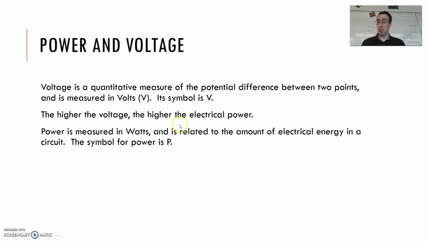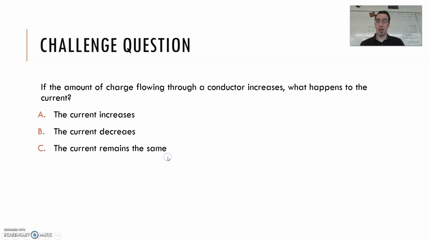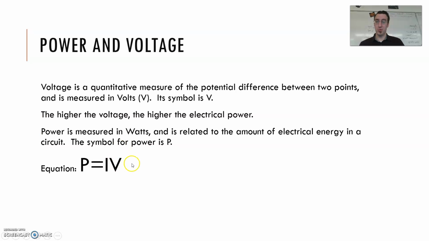Power is measured in watts, just like it was when we talked about mechanical power, and it's related to the amount of electrical energy in a circuit. The symbol for power is P. So the equation that relates these is P equals IV. Power equals current times voltage.